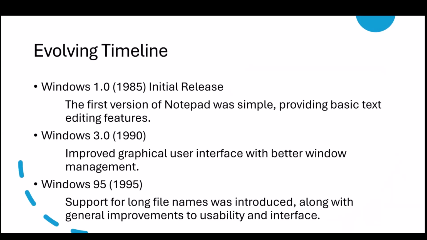The evolving timeline. Windows 1.1 in 1985 was the initial release. The first version of Notepad was simple, providing basic editing features. Windows 3.0 was introduced in 1990, and it improved the graphical user interface with better window management. With Windows 95, the support for long file names was introduced, along with general improvements to usability and interface.